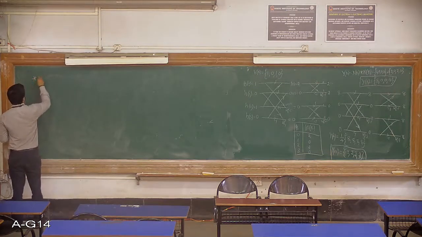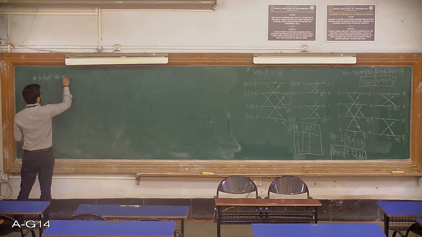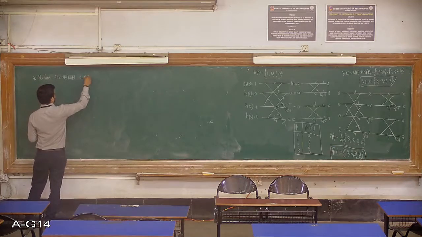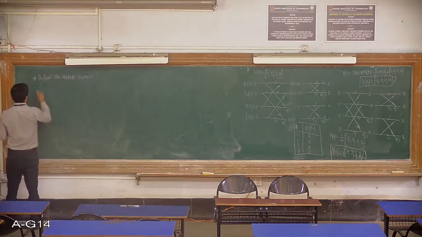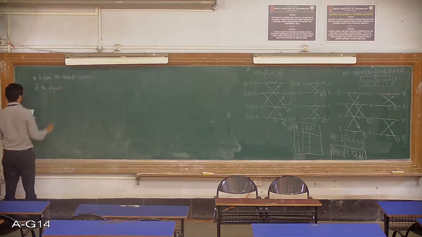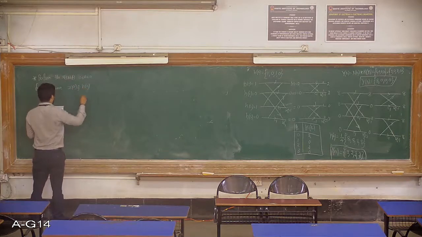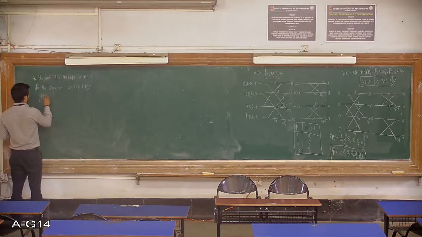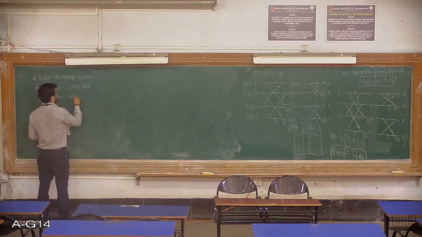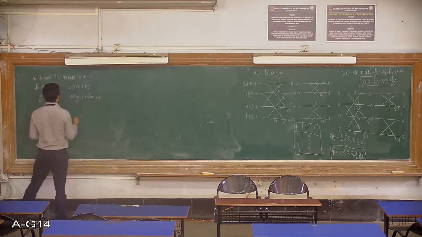Take the problem, perform the x of n multiplied with h of n, where n is varying from 0 to 11, for the sequence x of n and h of n given below, using overlap add method.